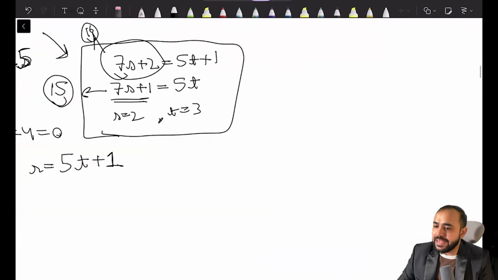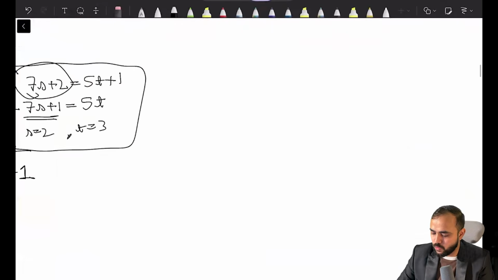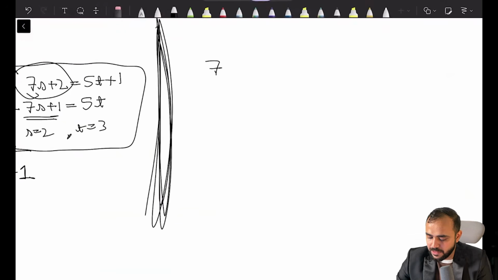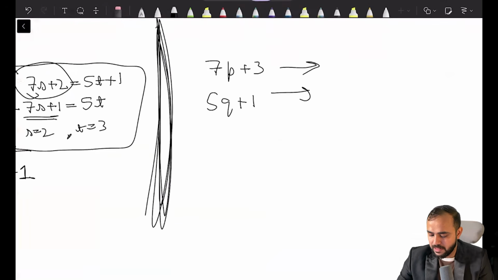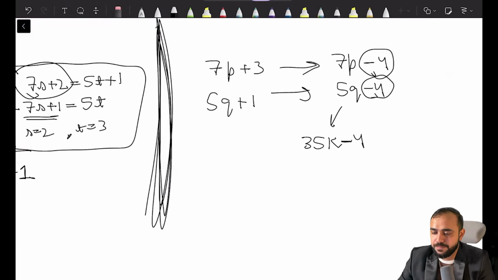Yeah. So the second trick here, which Harsha has done, so Harsha was able to observe. What I have described is the standard approach for this, if nothing works, and if you are not given options. So this was 7p plus 3 and 5q plus 1. Can I write this as 7p minus 4 and 5q minus 4? Which would mean that the remainder, when I write it in negative, is the same. So the number would be of the form 35k minus 4.